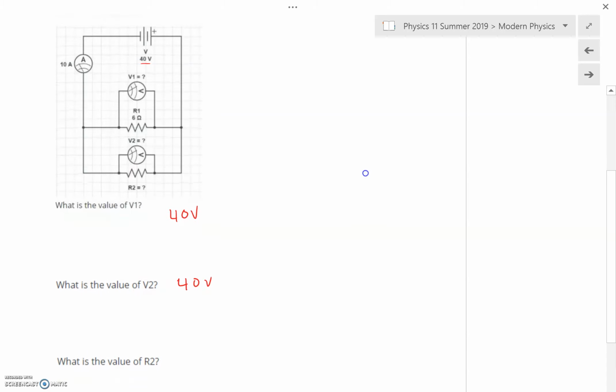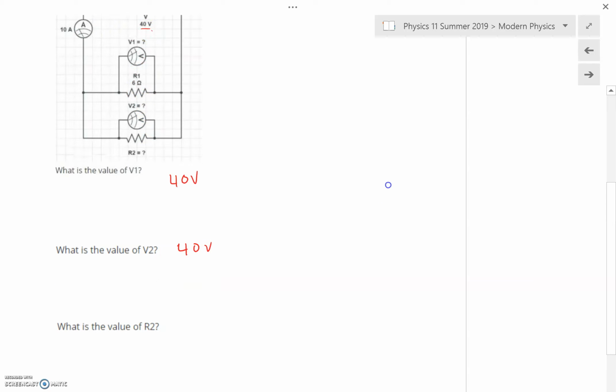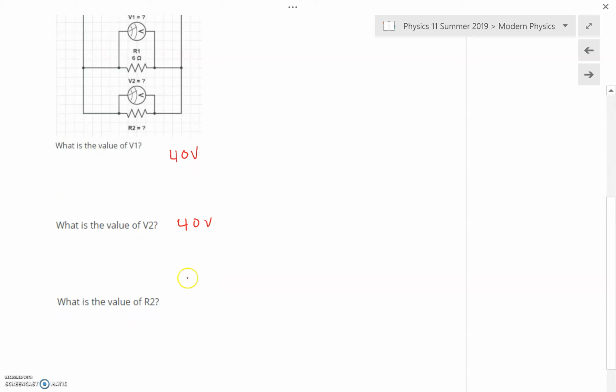Now this third question is a little bit more involved. We want to know what the resistance is through this path, R2, which we will need to calculate. However, we can figure out the total resistance of the circuit by knowing the total voltage and the total current. So recall from before that the total resistance of a circuit is equal to the total voltage divided by the total current. In this case, 40 volts divided by 10 amps gives us 4 ohms of resistance.